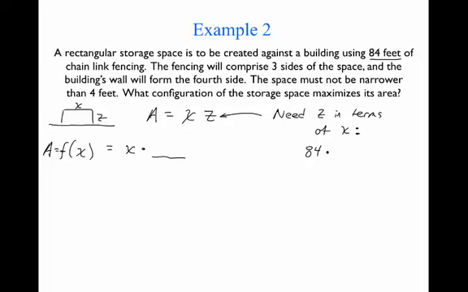So let's do 84 equals. What does it equal? X plus 2z. So the distance around that thing is x plus 2z. So there's 2 z's on either side and 1 x. And we're going to use this to get now z in terms of x to finish our function in terms of only x, right? So z equals 84 minus x all over 2.